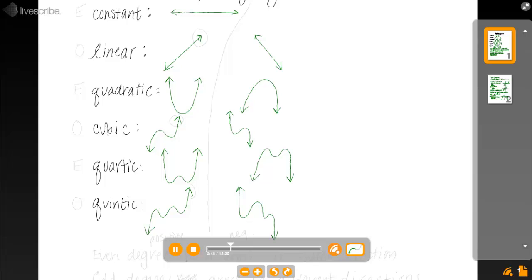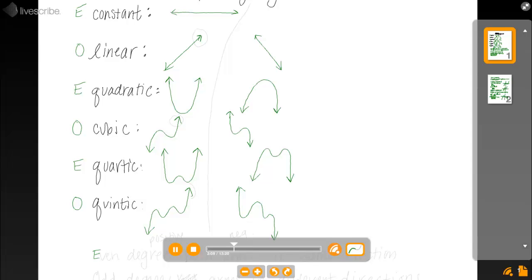The difference is because of the degrees. We know that a linear, cubic, and quintic all have odd degrees. The highest power is going to be odd, either 1, 3, or 5. I'm just going to put an O next to that so we can remember that that's an odd degree. And then the other ones have even degrees, just so we can really see the pattern here. So let's just summarize that.